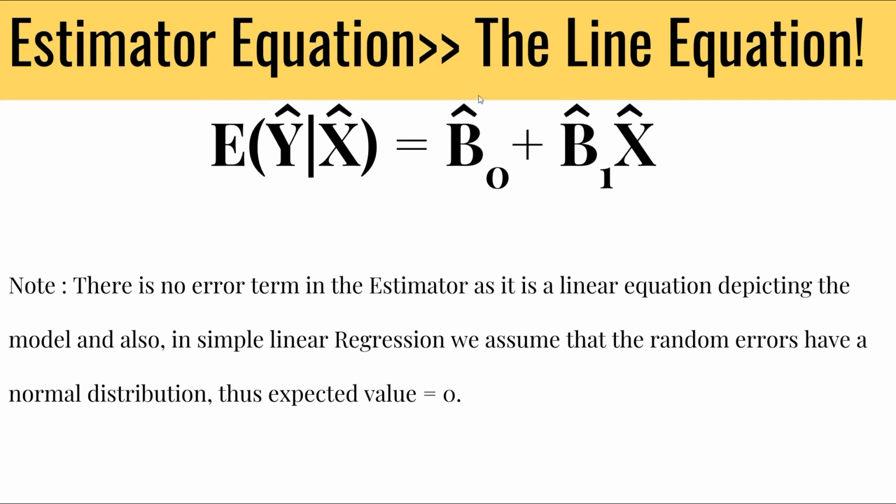Beta naught, our intercept parameter, is what we need to calculate, and beta 1 is another parameter of this equation which we need to calculate. Just a small note right here: there is no error term in the estimator equation. In a linear equation we assume that our error variable is normally distributed, and from basic statistics we know that normal distributions have zero mean or zero expected value.